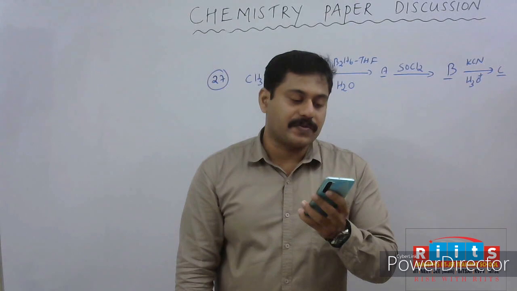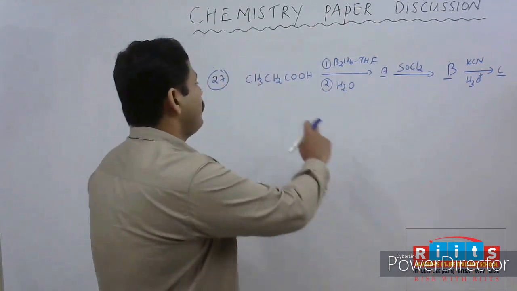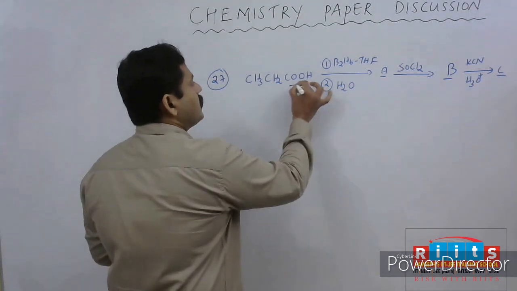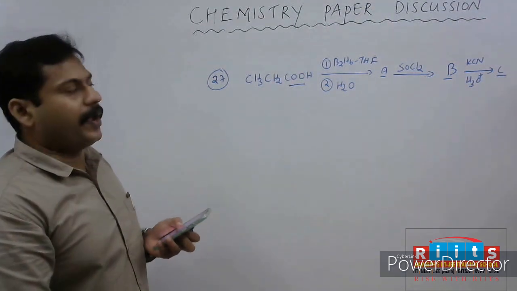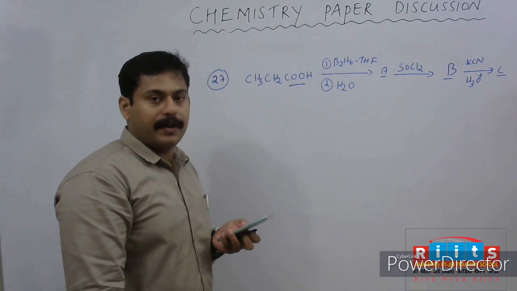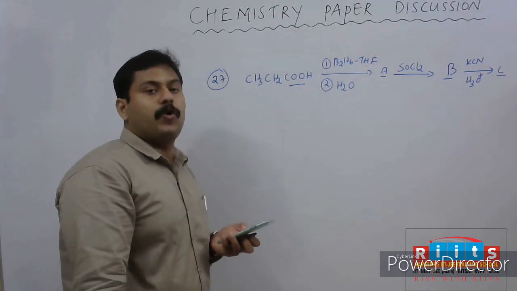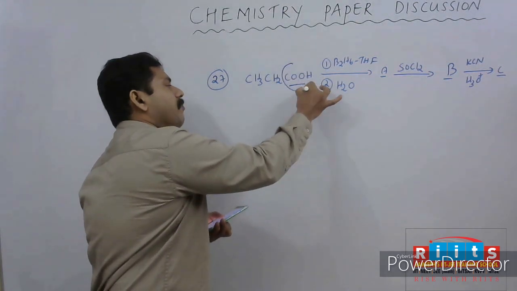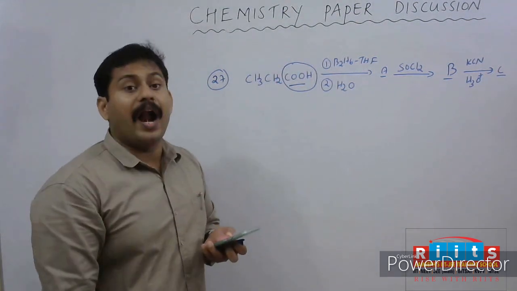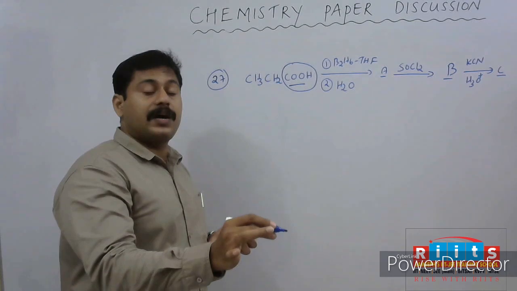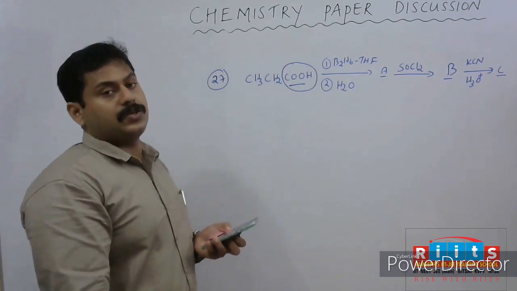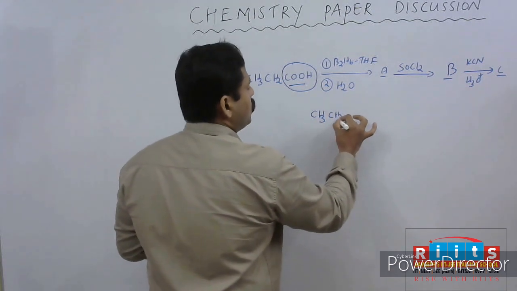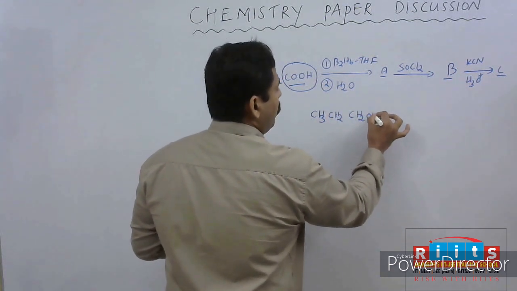Okay, let's discuss question number 27. So this is the question, right? So this is the acid functional group only. So we know that when we use diborane in tetrahydrofuran followed by water, as well as lithium aluminum hydride followed by water, if we use these two reagents, this COOH group will be converted to CH2OH only, alcohol. But if I use DIBAL, COOH will be converted to CHO only. So this A will be CH3, CH2, CH2OH, right?